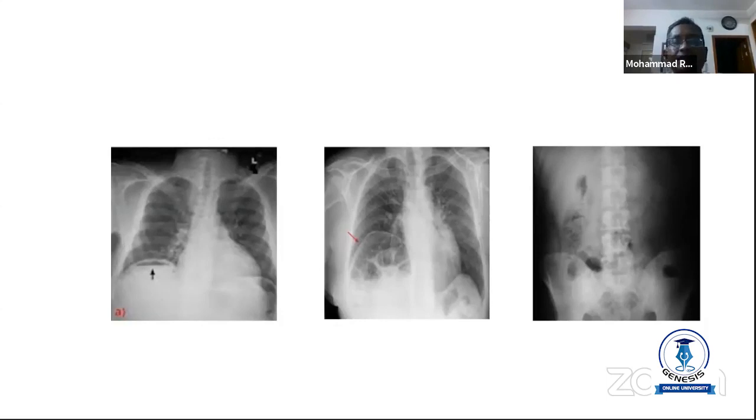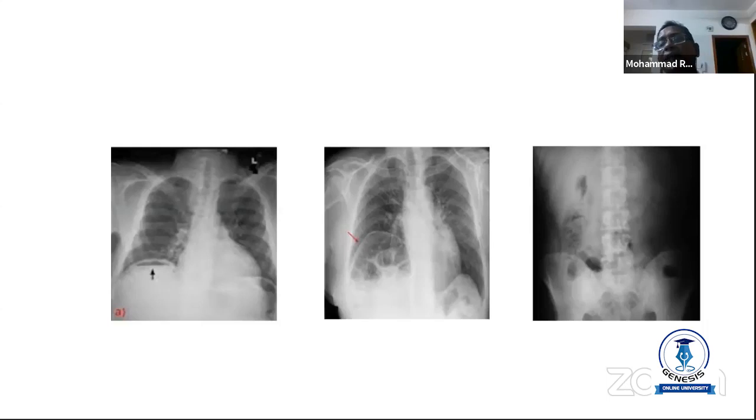Chilaiditi sign. This is not the perforation. Many doctors see this and think it is a perforation. Check the gas shadow under the diaphragm on the left side and right side. You can see this is not perforation, but it is Chilaiditi sign.